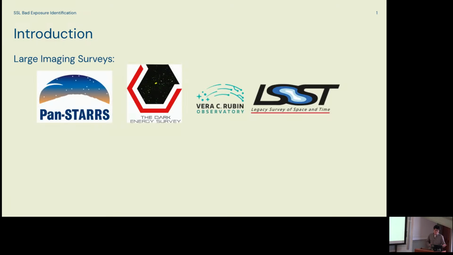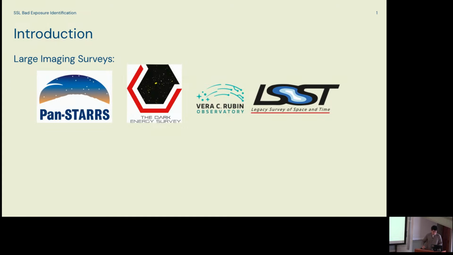When we talk about large imaging surveys, some examples we know are Pan-STARRS and DES, and we know LSST is coming online. It can survey the whole sky in three consecutive nights. Then we have lots of data, especially lots of exposures, and it's very critical for us to identify which are good and which are bad. In the past, we could do it by visual inspection, and that can be very time-consuming if we have a large number of bad exposures.